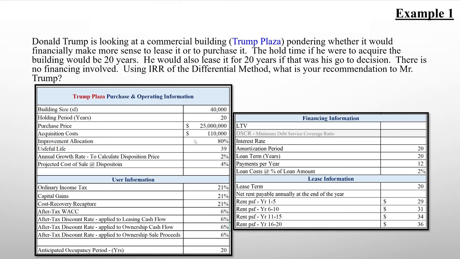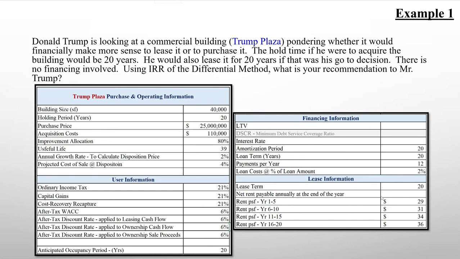The annual growth rate is provided here, which we use to calculate the disposition price in 20 years. And projected cost of sale at disposition is also noted. The tax bracket and discount rates are denoted below. And the lease information is provided exactly like the last example, identical. Lease term 20 years. And that would be our holding period if we were to own it for 20 years. Remember, you have to compare apples and apples.